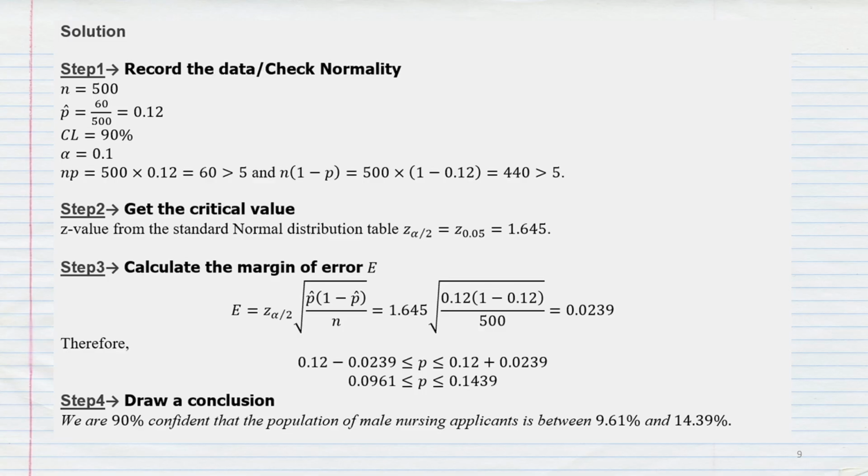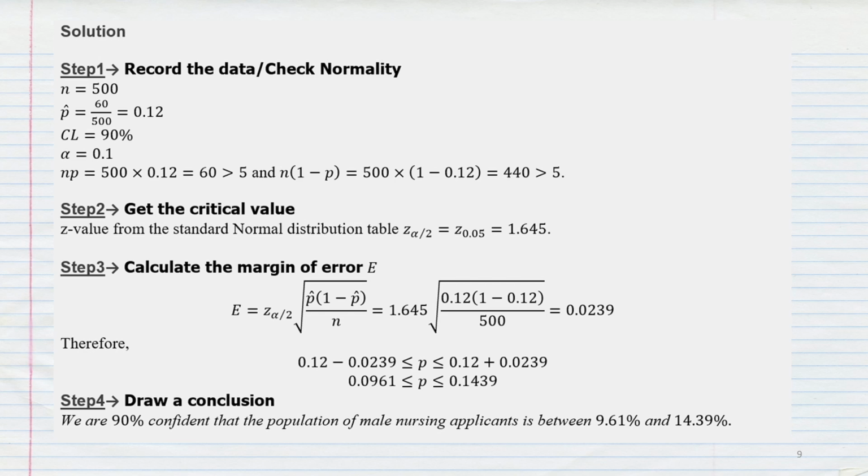Step 2. The critical value from the z-table is 1.645. Step 3. Calculate the margin of error by using the formula provided. Finally, Step 4. Make a concluding statement.